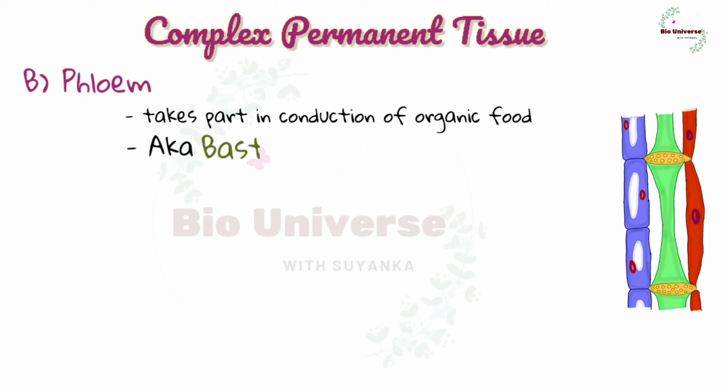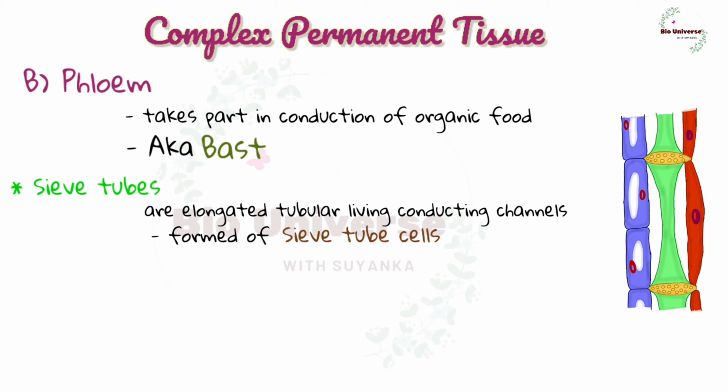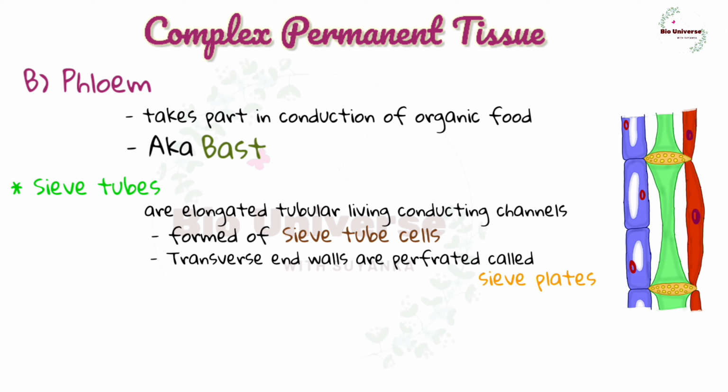It is made up of four types of elements: sieve tubes, companion cells, phloem parenchyma, and phloem fibers. Sieve tubes are elongated tubular living conducting channels of phloem. A sieve tube is formed of a large number of thin-walled sieve tube cells. The transverse end walls between adjacent sieve tube cells are perforated, which are known as sieve plates.